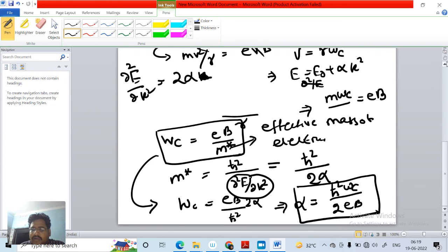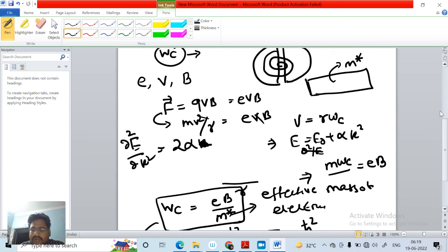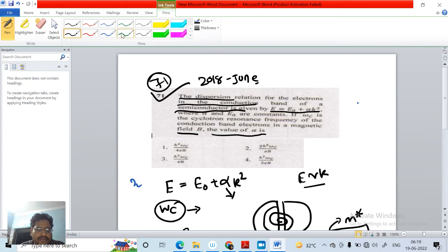Now look at the options. There is an option something like that, h cross square omega c by 2eB. Now this is the right option.